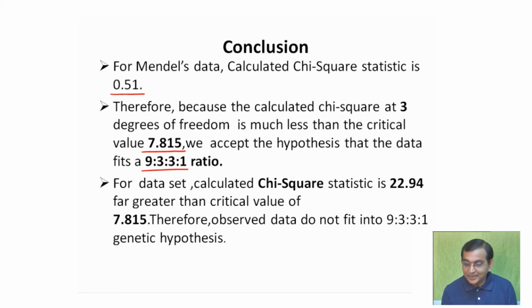For the second data set, the calculated Chi-Square statistic is 22.94, which is far greater than the critical value of 7.815. Therefore, the observed data do not fit the 9:3:3:1 genetic hypothesis. So there is no agreement between observed and expected data. From this Chi-Square test, we find that Mendel's hypothesis was correct.